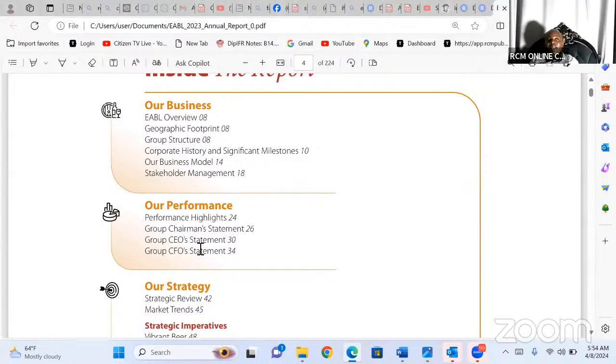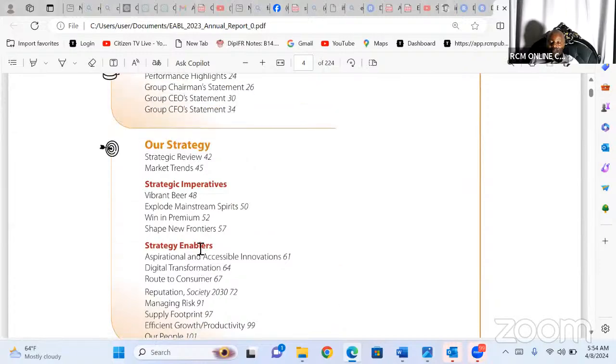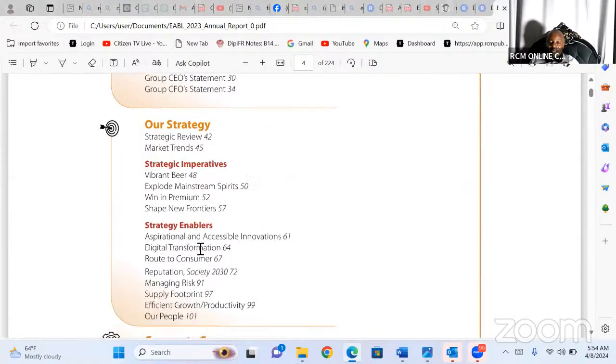Initially, under these management discussions and analysis, they used to do one report signed by the CEO and the chairman. But given the current developments in integrated reporting, the chairman has to give his own statement, the CEO has to give his own statement, and the CFO has to give his own statement. The three should be able to align their statements.